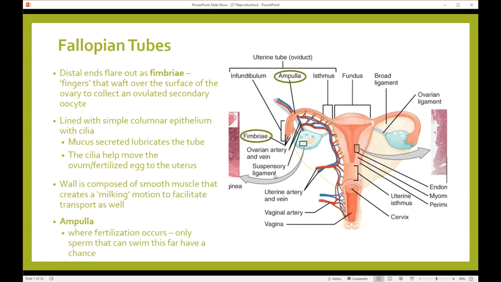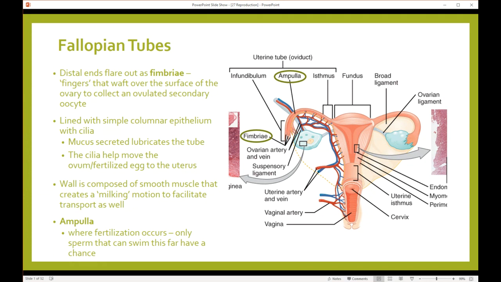So the fallopian tubes, the distal ends are at that fimbriae, that sort of finger-like areas. Those are going to be able to collect the ovulated secondary oocyte. Those are lined with simple columnar epithelium. They have cilia within them. They also have mucus secreted within the tube. The cilia are going to help to move that ovum or even the fertilized egg to the uterus. The walls are composed of smooth muscles, and those smooth muscles can also do that milking motion or peristalsis kind of motion that we've talked about.